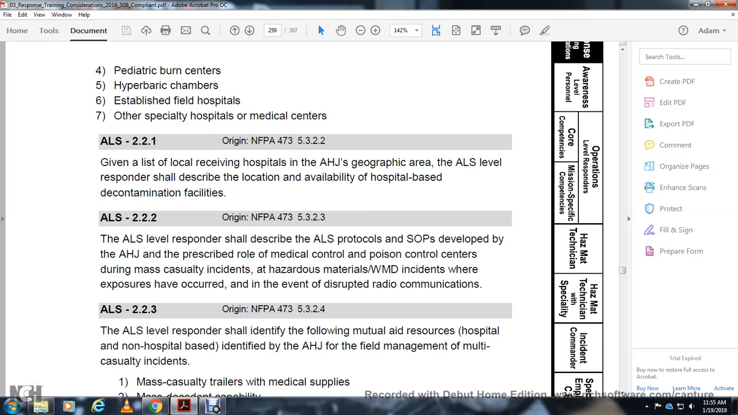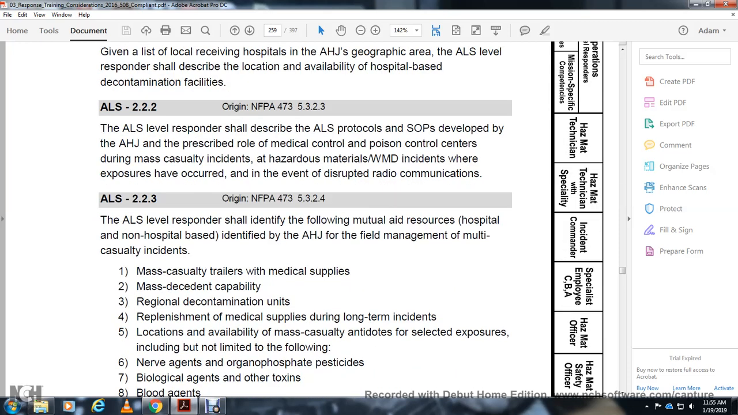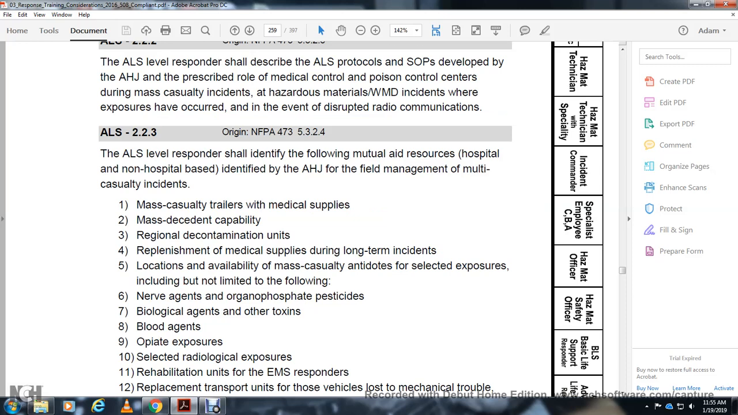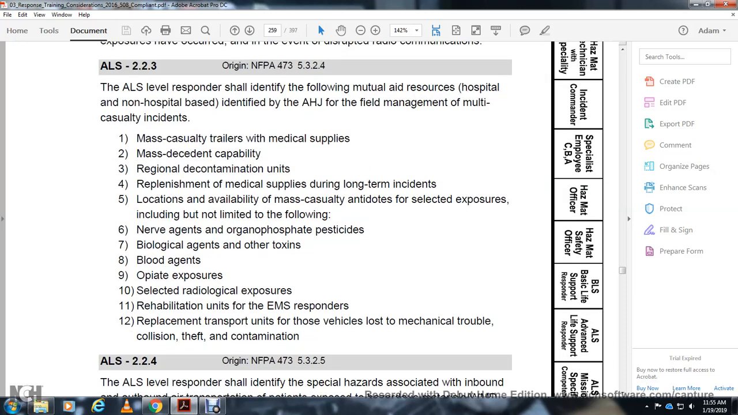Advanced life support response should identify the following mutual aid response with hospital and non-hospital facilities. Identify the authority having jurisdiction of the field management of multiple casualty incidents. Show the medical supply with the mass decontamination capability of the regional decontamination units. Replenishment of medical supply during long-term incident location availability, mass casualty and exposure, including but not limited to the following: nerve agents, organophosphate pesticides, biological agents or other toxins, blood agents, opiate exposures, and radiological exposure.